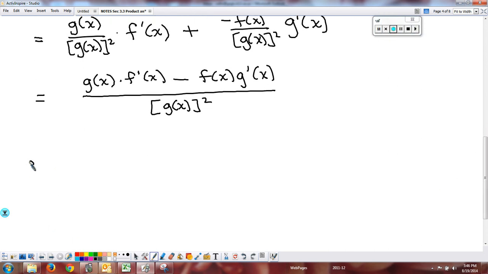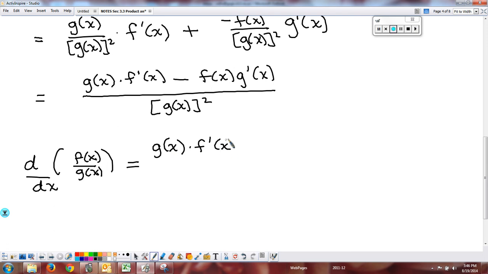So what we've shown, and this one's going to be one that you're really going to have to work on to memorize, is that the derivative of f of x divided by g of x, when you have a quotient, you are not going to be able to distribute over the quotient. It is this very complicated formula where you take the bottom times the derivative of the top minus the top times the derivative of the bottom all over what was in the bottom squared.